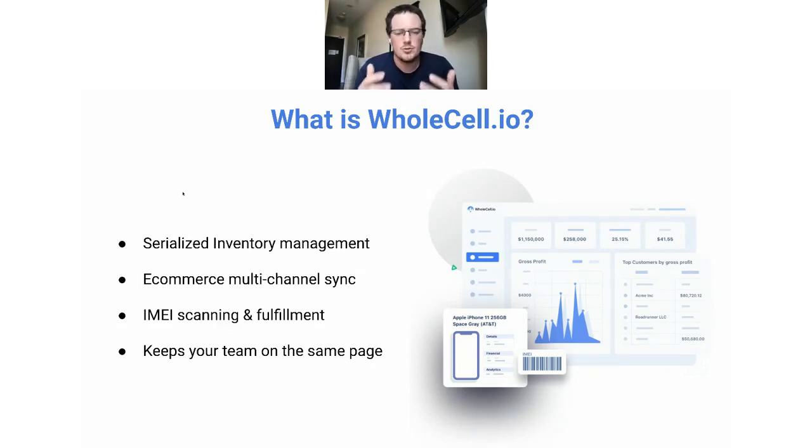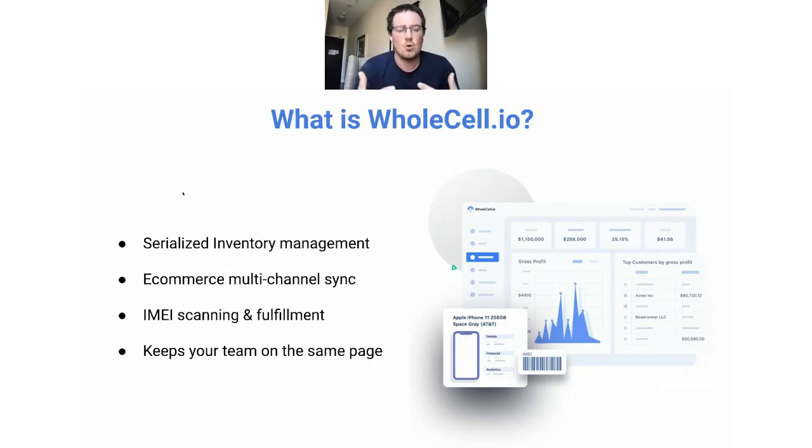In WholeCell, you can scan the serial number or the IMEI of your inventory. When you're fulfilling orders, whether they're wholesale orders or e-commerce orders, you can scan the IMEI of every device that you're sending out on an order, so that you have that transparency through your whole system. We think that's pretty powerful and really helpful when you're dealing with returns. WholeCell does that for you as well.